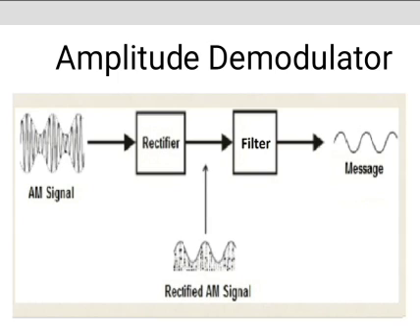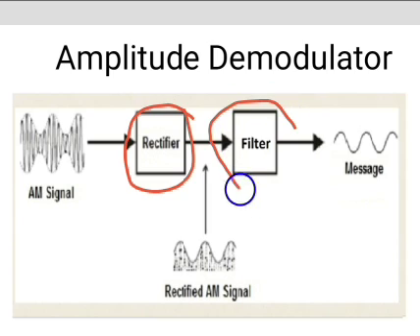The process of extracting the information signal from the amplitude modulated wave is termed as amplitude demodulation. That means the process of separating the information signal, which is nothing but the message signal, from the amplitude modulated wave. The amplitude demodulation involves two stages. One is the rectifier stage and the second one is the filter stage.